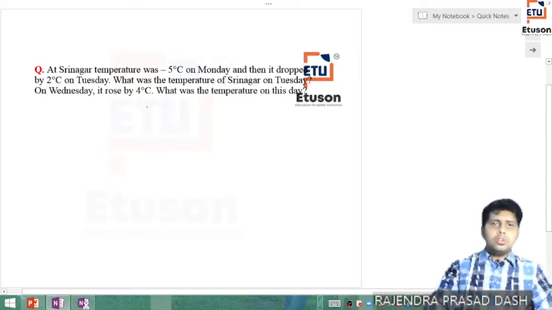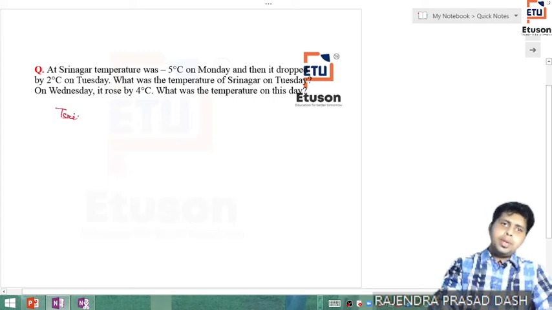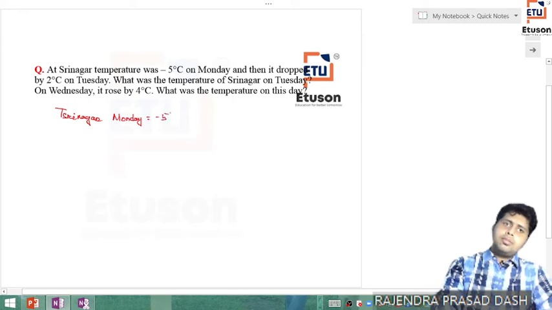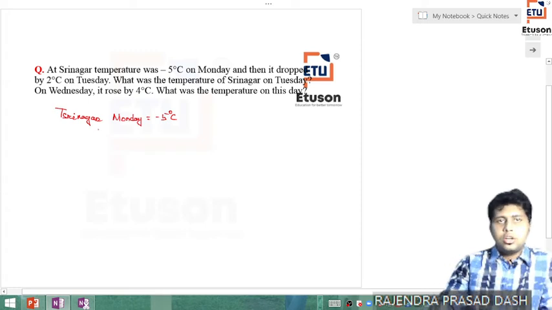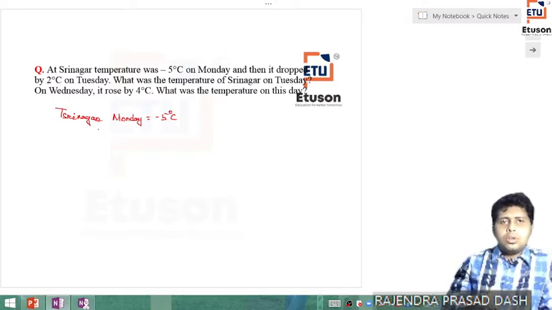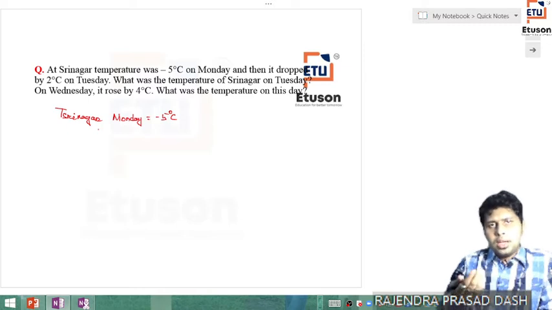A question is there: at Srinagar the temperature on Monday was -5 degrees Celsius. It's been given that it then dropped by 2 degrees Celsius. Dropped by means the temperature decreases. So should it be subtracted or added? The temperature is decreased, so if it is decreased, we have to subtract.